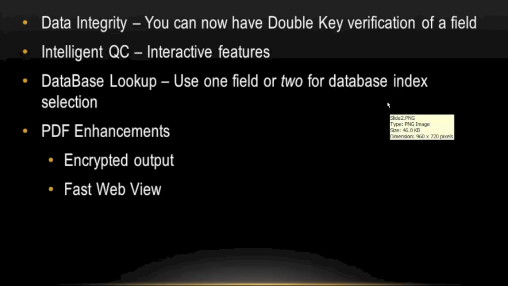We have data integrity additions where you can now have double key verification of a field. This is the classic way to verify data. Of course, there's still the more advanced methods of using database lookup if you have the ability to use that one. But when you don't, double key verification works great.